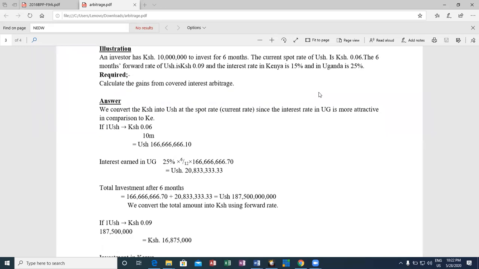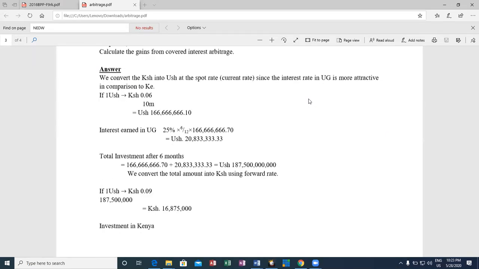And the interest rate in Kenya is 15%. And then the interest rate in Uganda is 25%. Interest rate in Uganda is quite high. So required, calculate the gains from covered interest arbitrage. What interest shall we be able to realize if we hedge this?